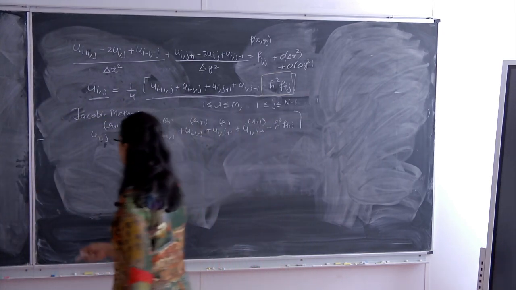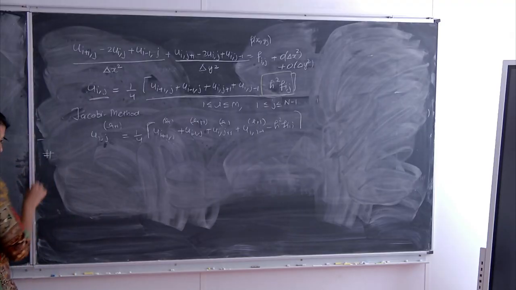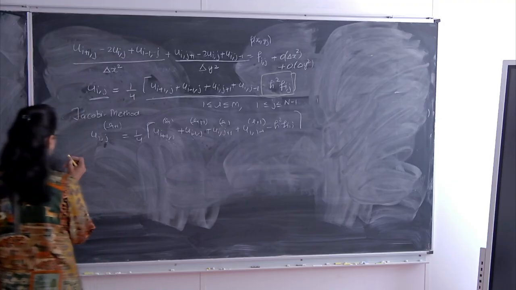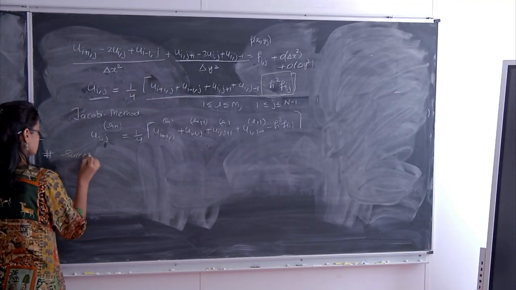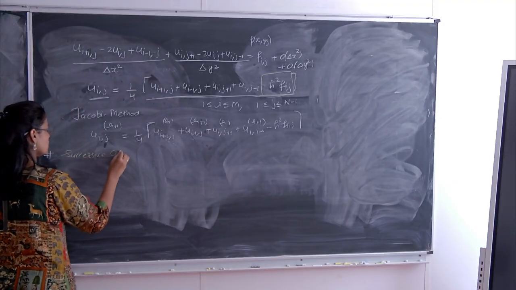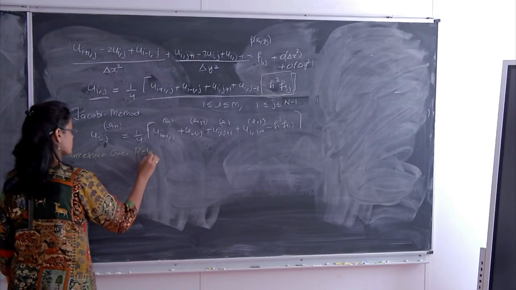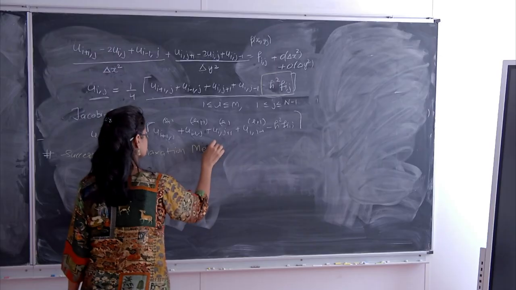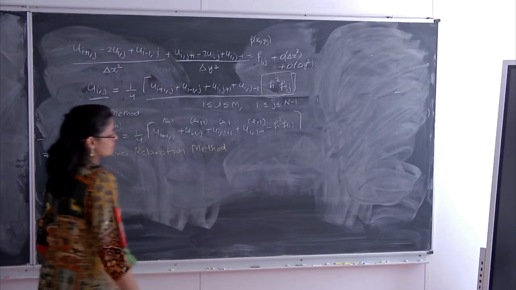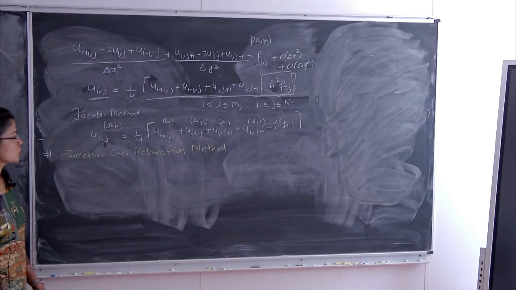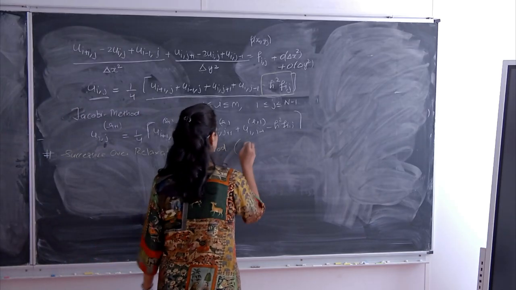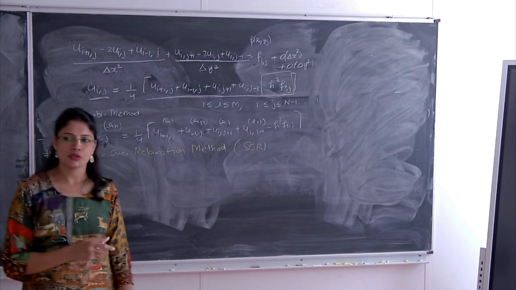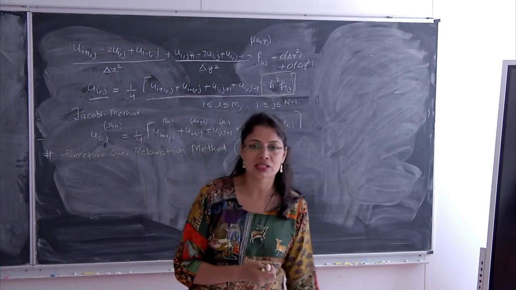So the next method we are going to do is our successive over relaxation method. Sometimes it is also called SOR method. So we have a factor here that is called the relaxation factor.